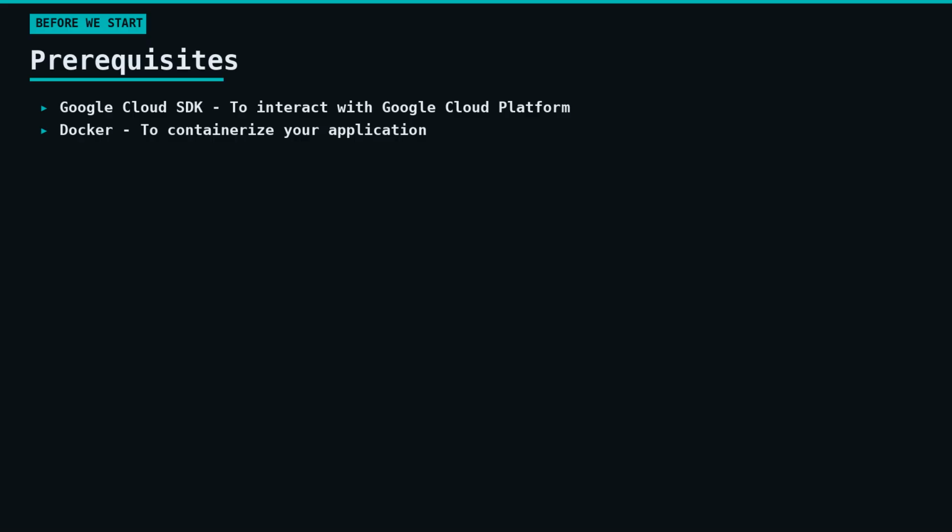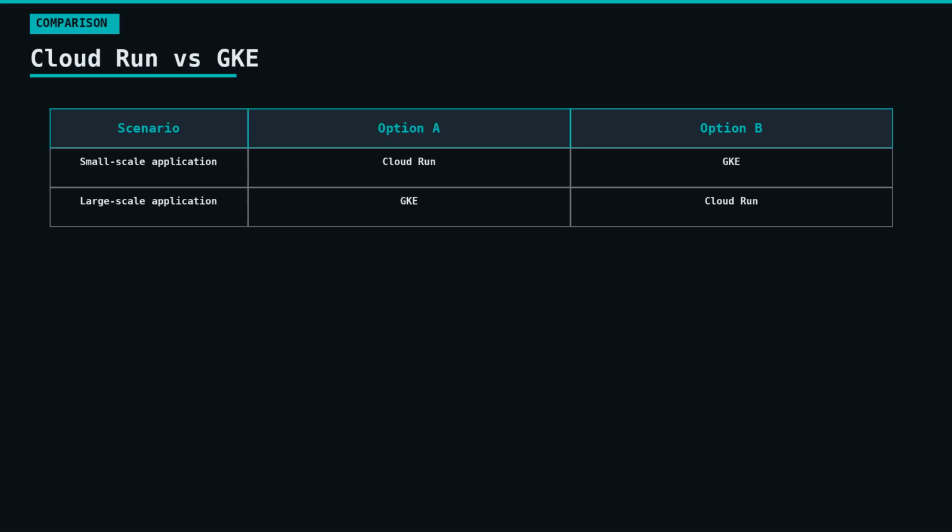So, when to use Cloud Run and when to use GKE? Cloud Run is ideal for small to medium-sized applications that don't require a lot of control over the infrastructure. GKE is better suited for large-scale applications that require more control over the infrastructure. Here's a comparison table to help you decide.